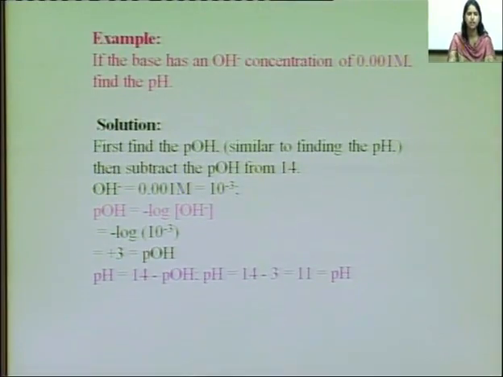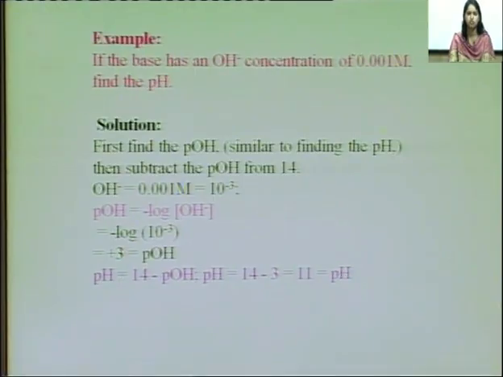Second numerical is, if the base has a hydroxyl ion concentration of 0.001 molar, then find out the pH. First, find the pOH similar to that of finding pH, then subtract the pOH from 14. So, what we have to do? First of all, you just convert the hydroxyl ion concentration into exponential form, that is 0.001 is equal to 10 raised to power minus 3.